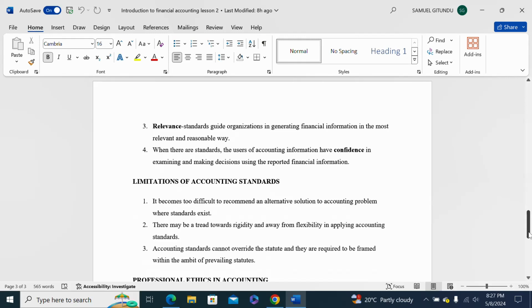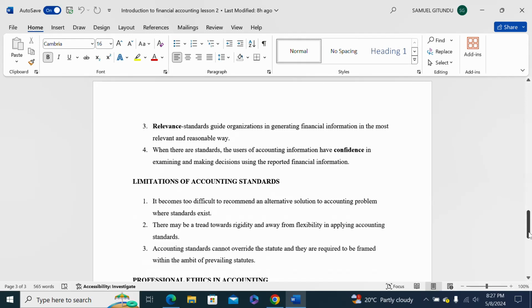For example, International Accounting Standard 2 says that inventory should be measured at the lower of cost or net realizable value. You cannot offer any other alternative of measuring inventory apart from that prescribed by that accounting standard.